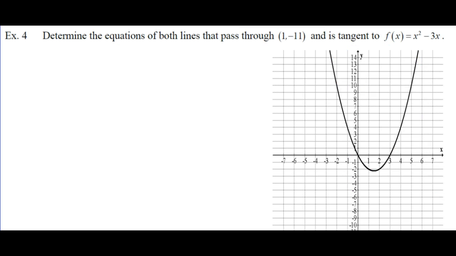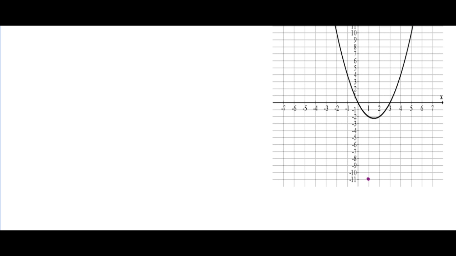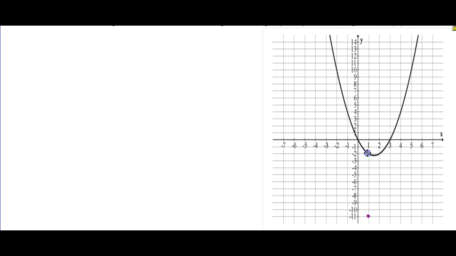Determine the equations of both lines that pass through 1, negative 11, and is tangent to the curve. I think that should be an R. 1, negative 11. So what's going on? So, tangent, all right, so somewhere, this is going to be tangent to, maybe around there, depending on the accuracy of the drawing. And then somewhere kind of on this, right? So the idea is we're looking for 2 tangent lines that pass through the point 1, negative 11.